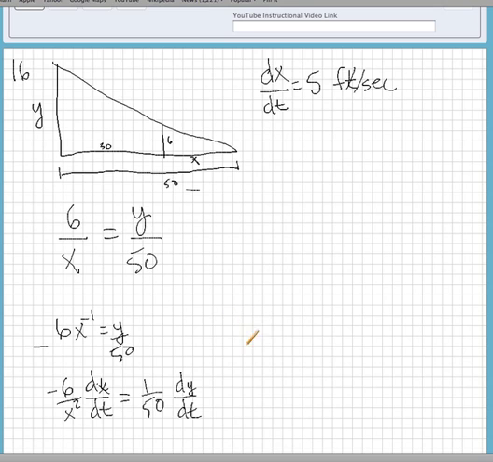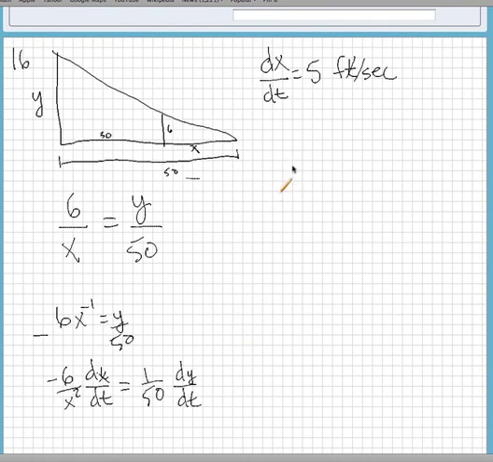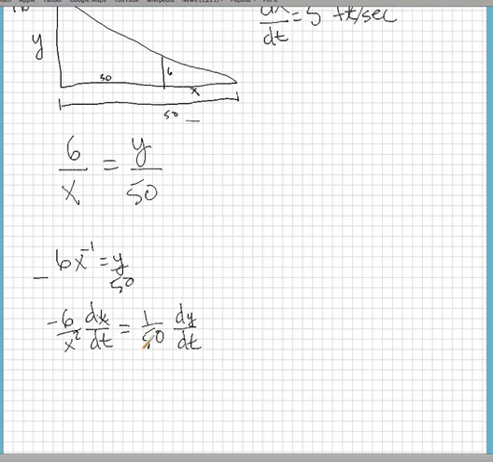And now what we have is dx/dt. We know that dx/dt is 5 right here, so we can actually plug that into our equation. And we also have x. We can find x. It's just 50 minus 30. So x is 20. So we're going to plug these numbers in.